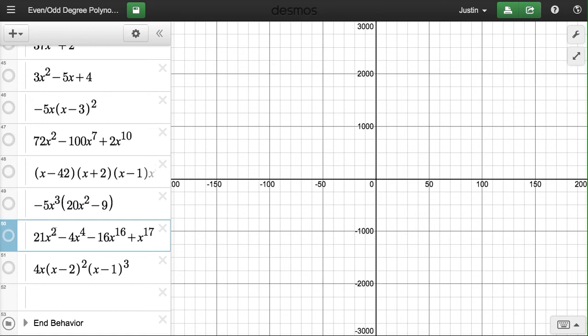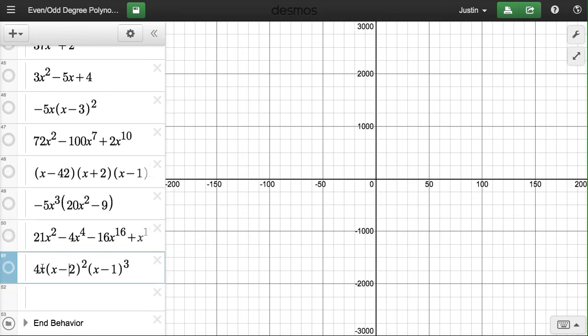This next one, I have 2, 4, 16, 17. I choose the highest one because it's in standard form, and I get 17. So 17 is odd. I'm done. Lastly, remember these are the ones I have to cover up. So I have x to the third, x squared, and x. So now I've got to add those together. 1 plus 2 is 3, plus 3 is 6. So this is an even polynomial of degree 6.